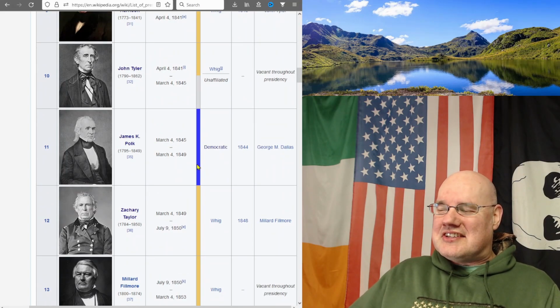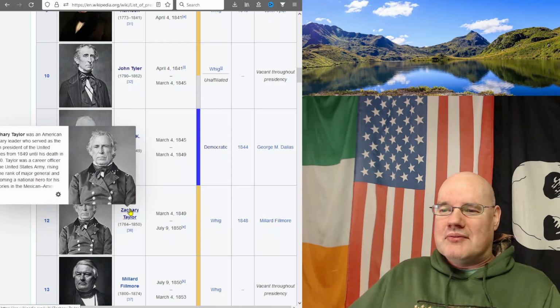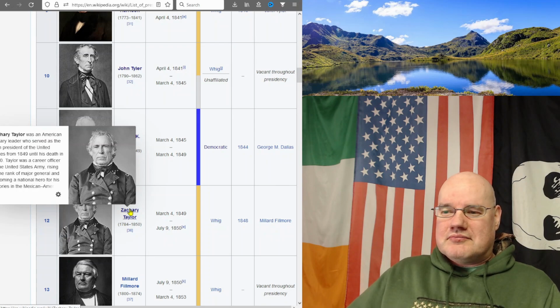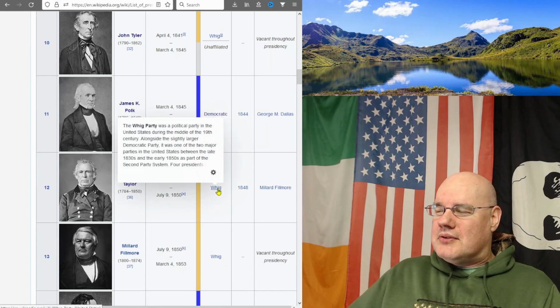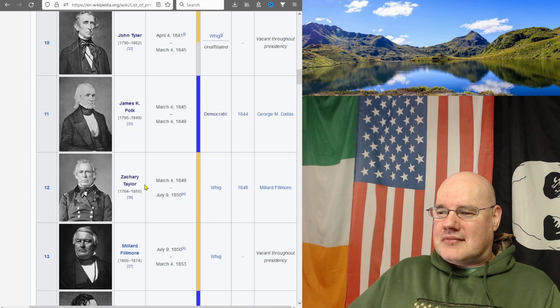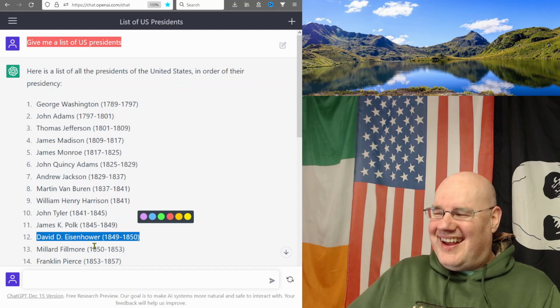Zachary Taylor is a name I do recognize, so I'm going to say Wikipedia got this one right. It's got a photograph of Zachary Taylor, and there's a whole article about him, and he served as president, and yada yada. He was a member of the Whig Party, which no longer exists. And yeah, so according to the AI, this was actually David D. Eisenhower.